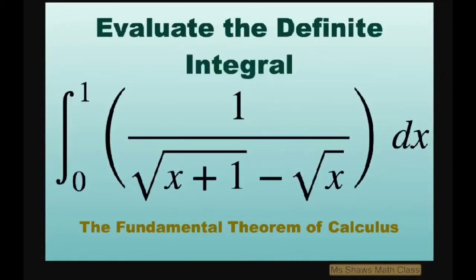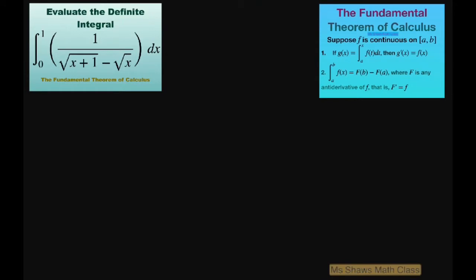Hi everyone, we're going to evaluate the definite integral from 0 to 1 of 1 divided by the square root of x plus 1 minus the square root of x dx using the fundamental theorem of calculus. Before we start, this is going to be hard to integrate like this.